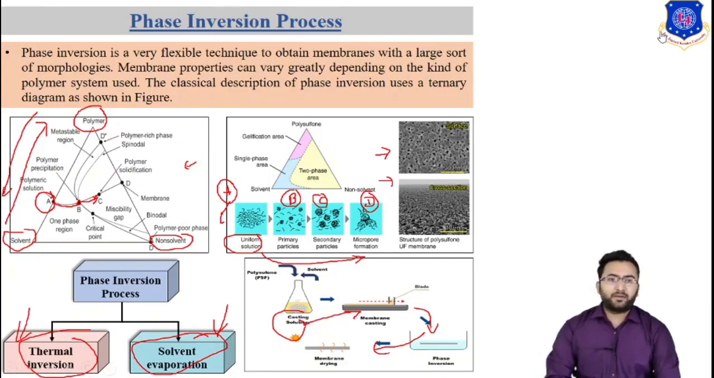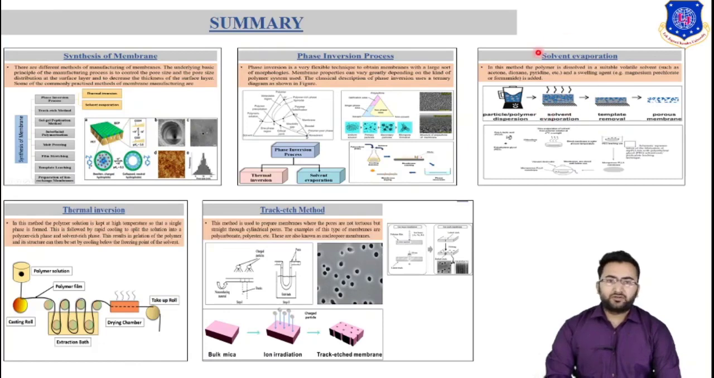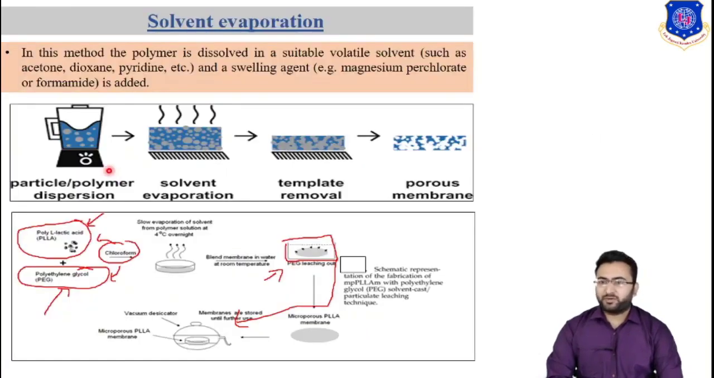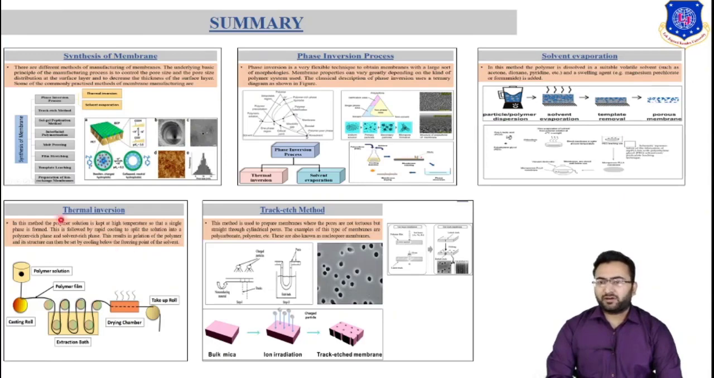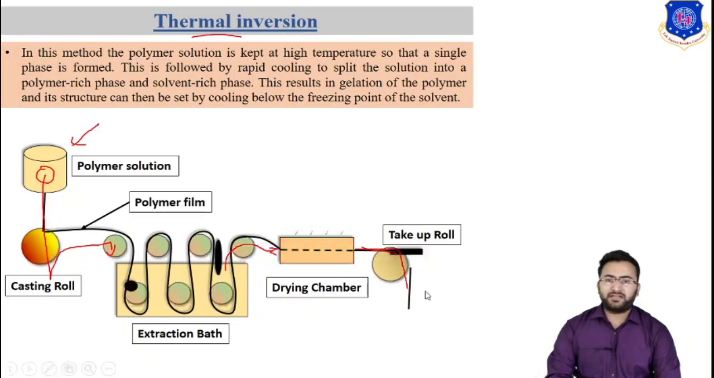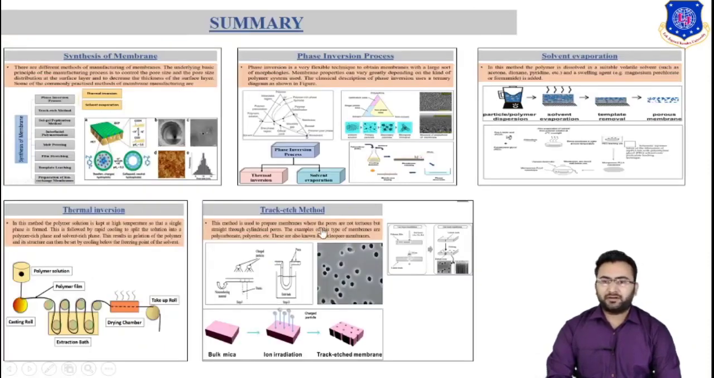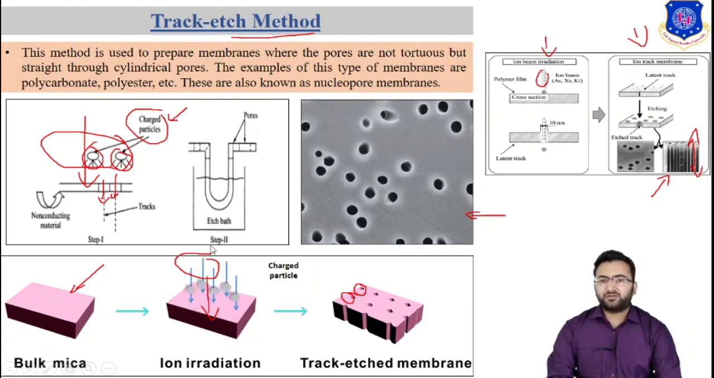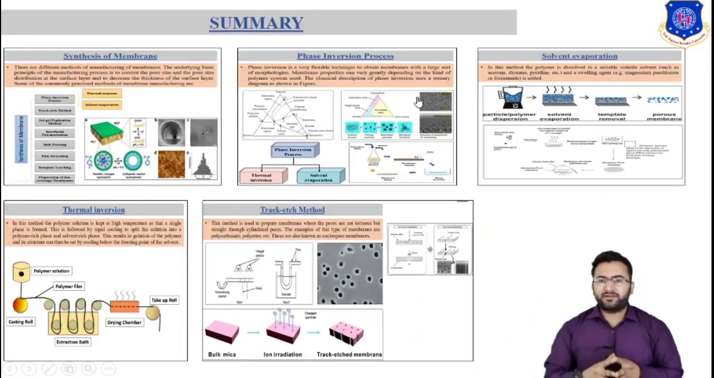Then we discussed the solvent evaporation method, in which a polymer and a swelling agent are used and evaporated, and we get the porous membrane. Then we talked about the thermal inversion method, where the solution is converted into a flat sheet and evaporated, and we get the flat sheet membrane. Then we discussed the track etch method, where charged particles or beams are used to make pores in a membrane. So this is all about today's session.